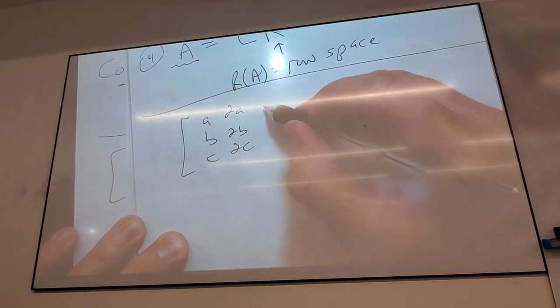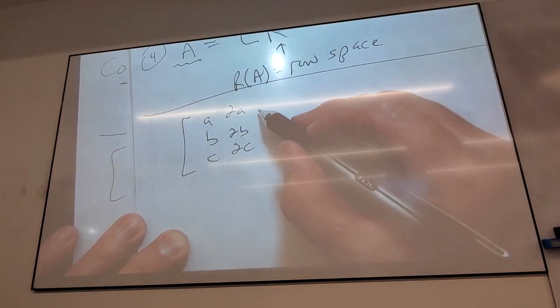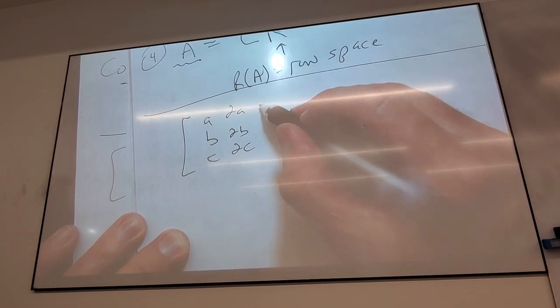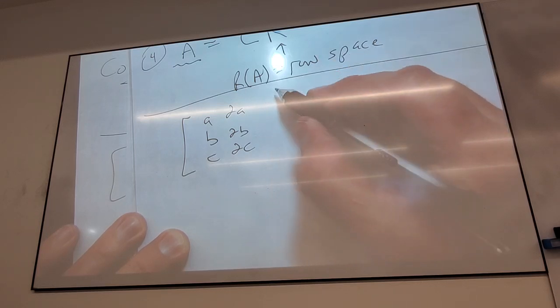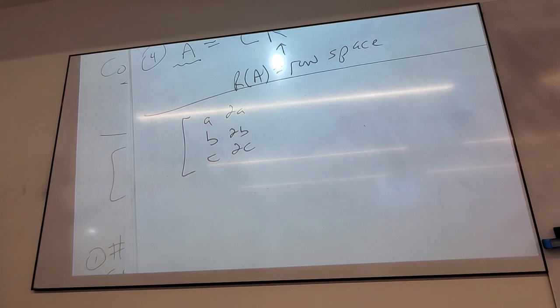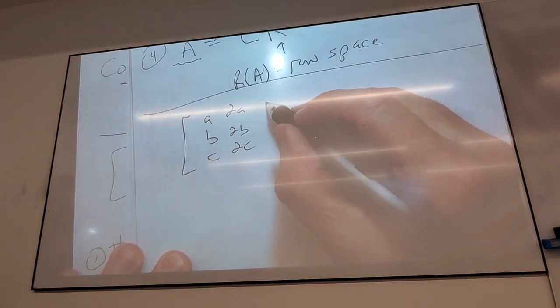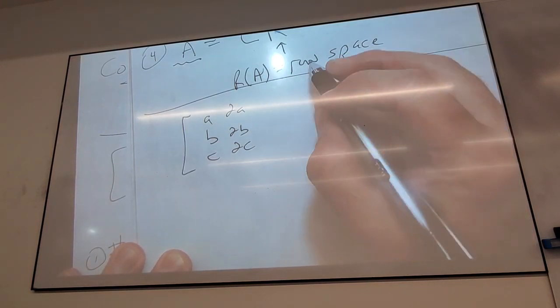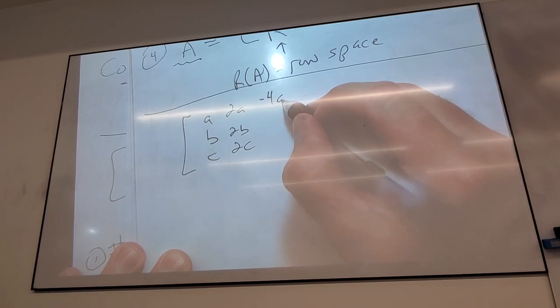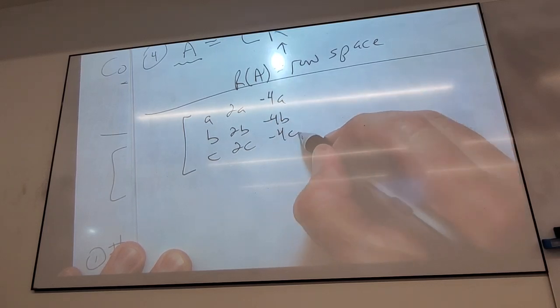So maybe a little more out there. What could this one be? Square A, B, and C? No, not quite. Squaring it won't work, because remember these could represent equations, and I'm not allowed to just square an equation, since that doesn't maintain its equality. So I could put here, it doesn't really matter, negative 4a, negative 4b, negative 4c.